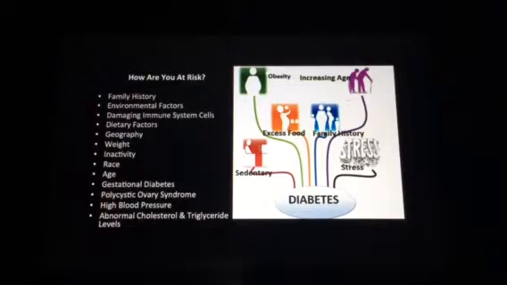Having high blood pressure, which is over 140 over 90 millimeters of mercury, can also be linked to increased risk of type 2 diabetes. Abnormal cholesterol and triglycerides level can also increase diabetes. This is more commonly known as lipoprotein or good cholesterol, and low levels of it risk increasing your chances of obtaining type 2 diabetes.